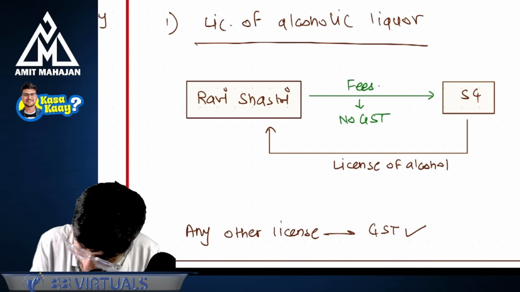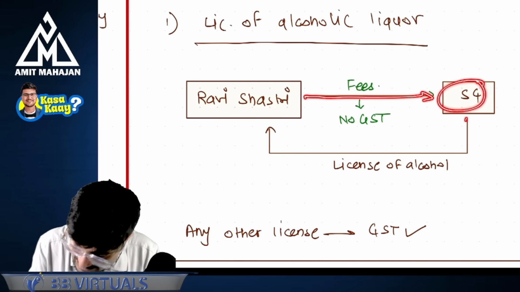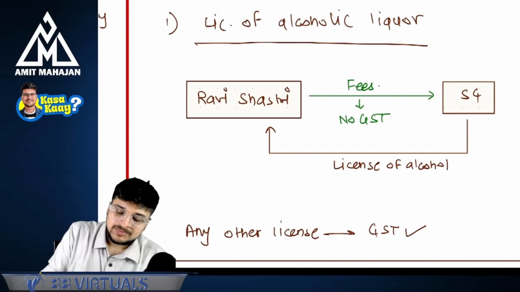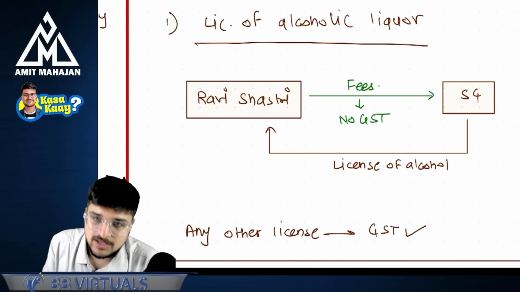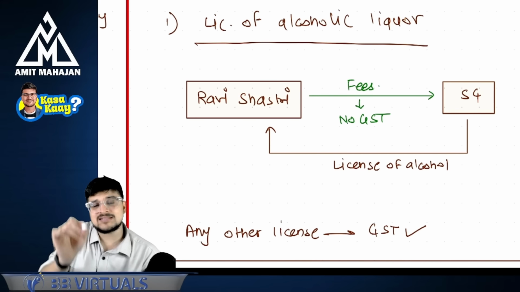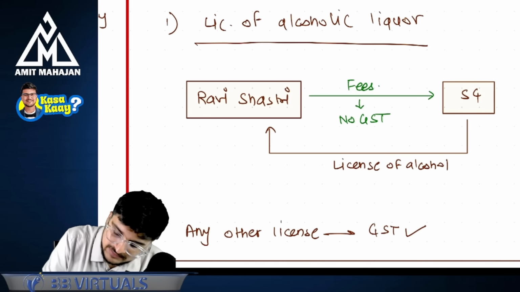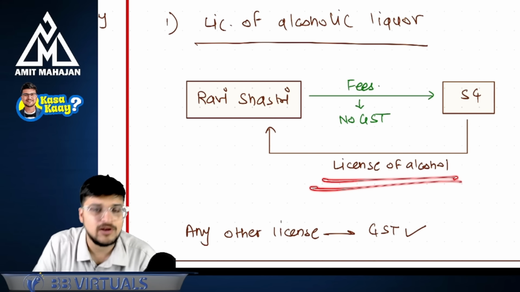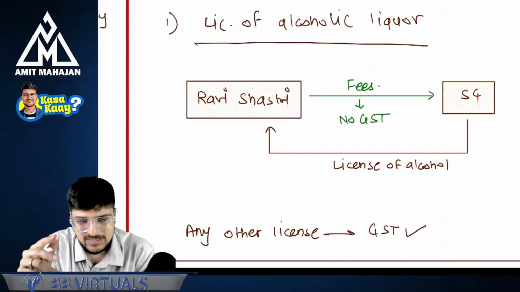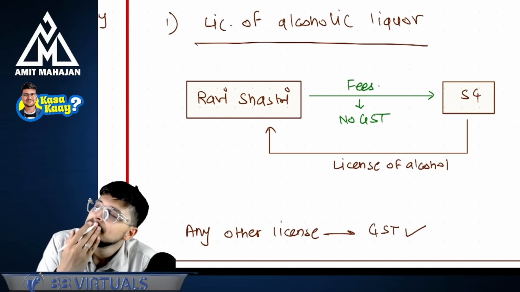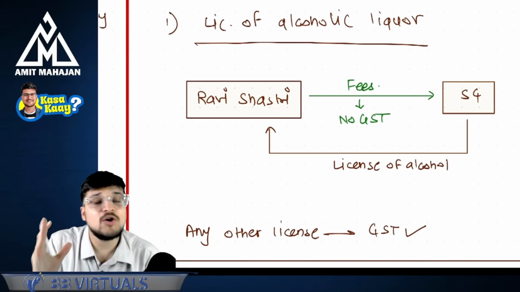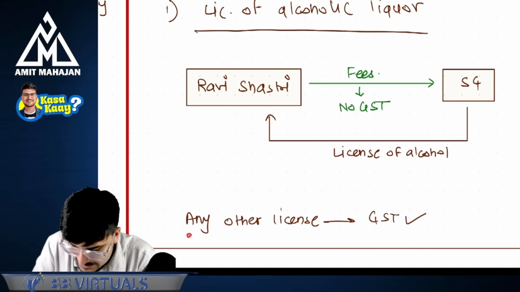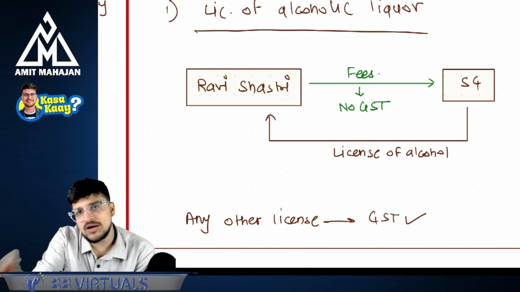Yes. So Ravi Shastri will pay fees to the state government, and the state government will give the license of alcohol to Ravi Shastri. The point is, will there be any GST on these fees which are paid? They said that since this license is of alcoholic liquor, there will not be any GST on these particular fees. But if it is a different license, say a telecom license, then in that case there will be some kind of GST. So on any other license GST will be applicable, but in case of alcoholic liquor license there will not be any GST.